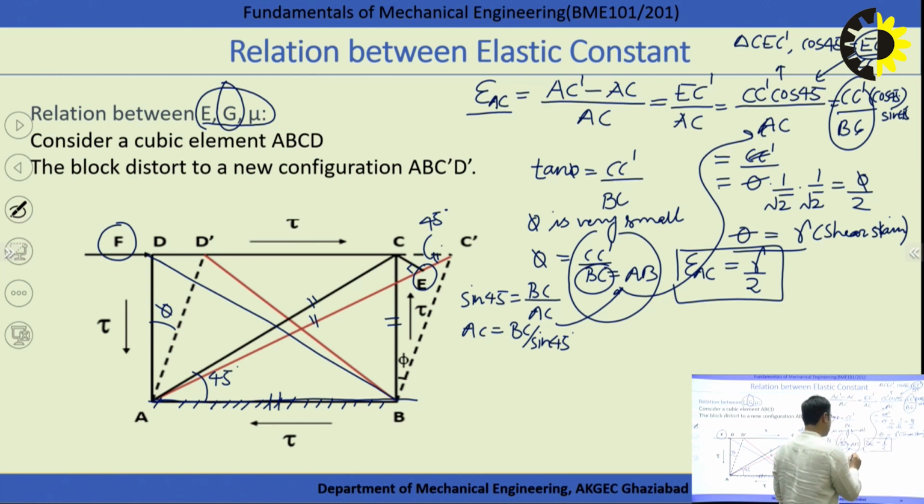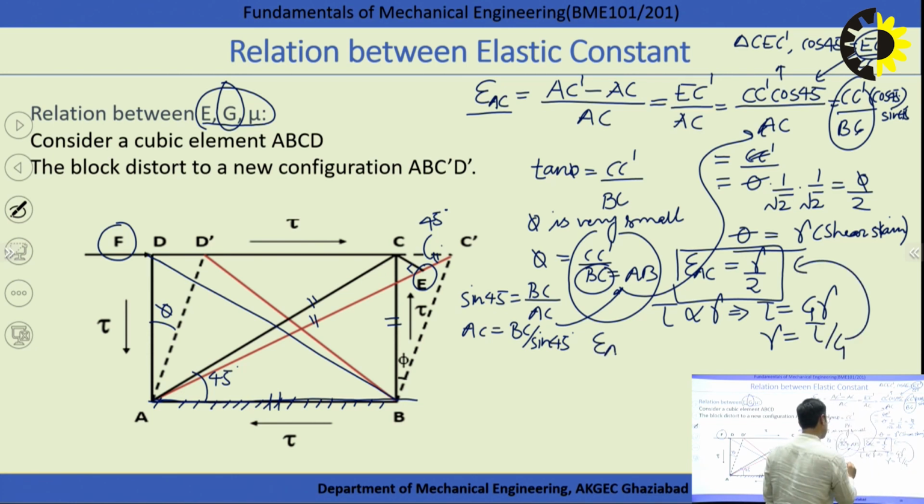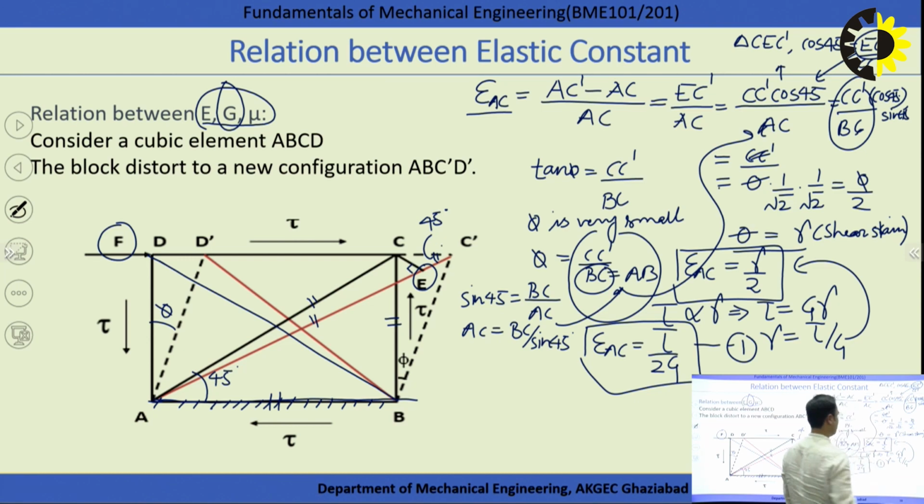And we have also seen from the modulus of rigidity relation, shear stress is directly proportional to the shear strain, and shear stress is equal to G times shear strain. And what is the value of strain here? Tau by G, and we can put this value here. So how much is the strain induced in the diagonal AC? We can put here tau by 2G. That is the first part of this derivation. That is equation number 1.